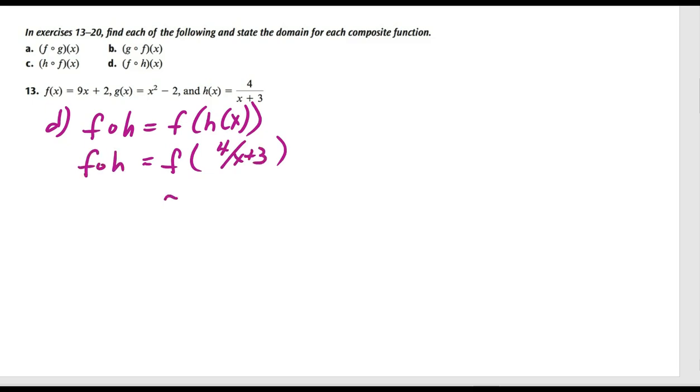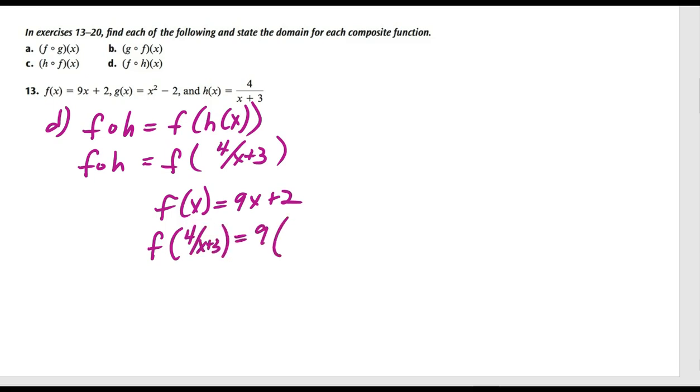Okay, so now let's just write, what is f of x? Well, f of x is 9x plus 2. That's given. So then f of h of x, wherever there's an x, instead I'm going to write 4 over x plus 3. So I'm going to get 36 over x plus 3 plus 2. This is what f composed with h is.